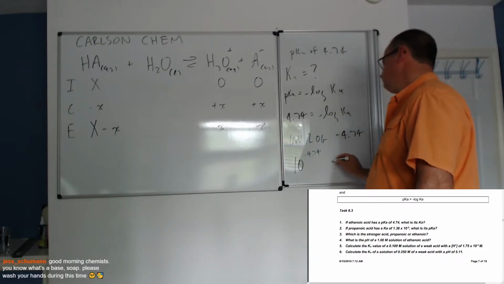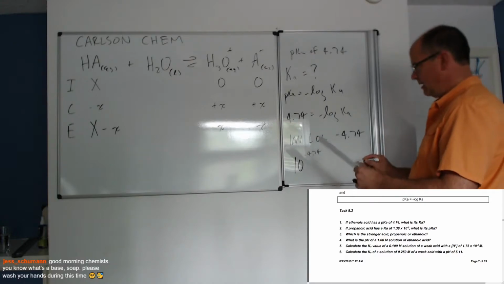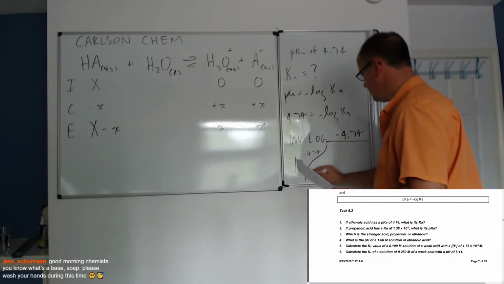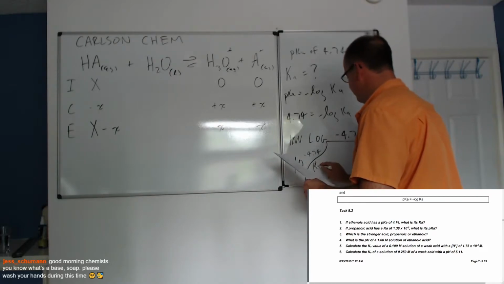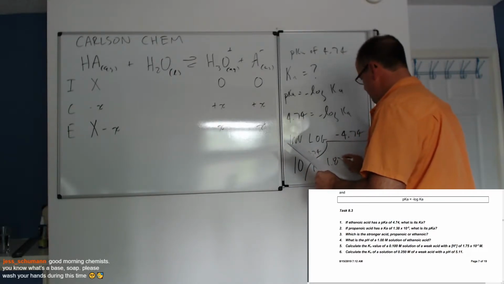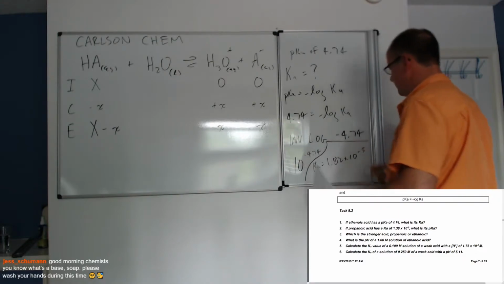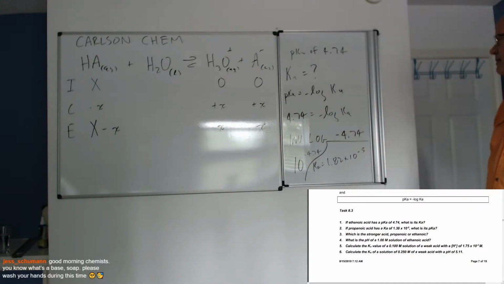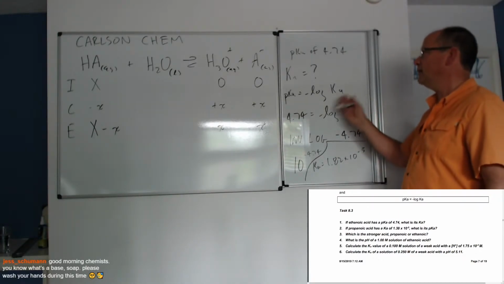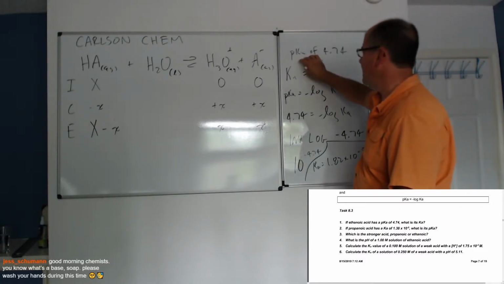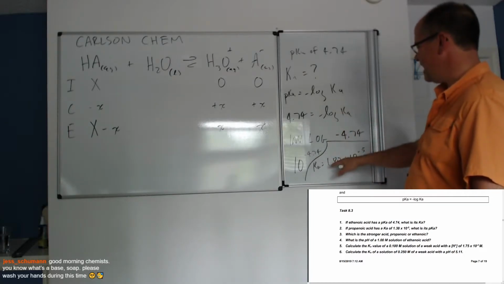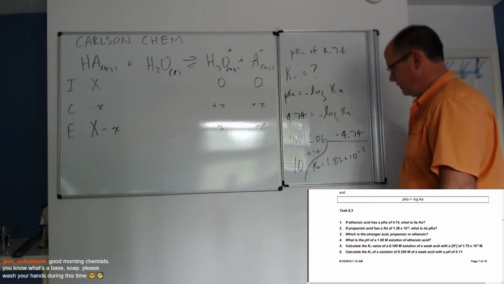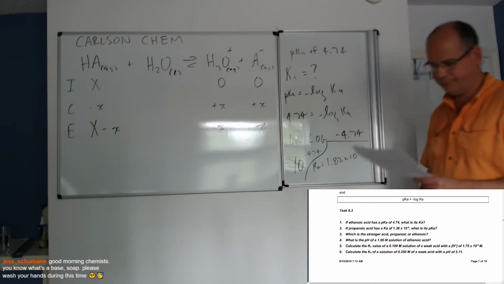Yeah. So when you do that in your calculator, your answer is the Ka is 1.82 times 10 to the minus 5. So in the calculator, again, if you're given pKa, just type in inverse log and then the negative of the value, and you're going to get Ka.